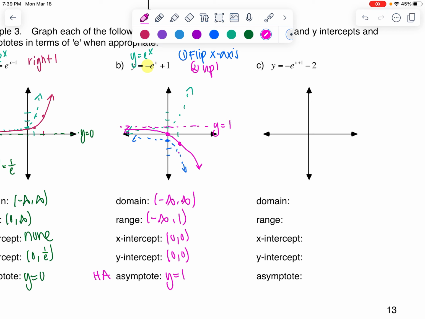Alright, go ahead and pause the video. Try doing C on your own. Just try it. Alright, so it looks like the negative in front of the e means that we're going to flip over the x-axis. Looks like we're going to go left 1, and then we're going to go down 2. Again, your parent function is e to the x. There's that guy. I'm going to flip over the x-axis first.